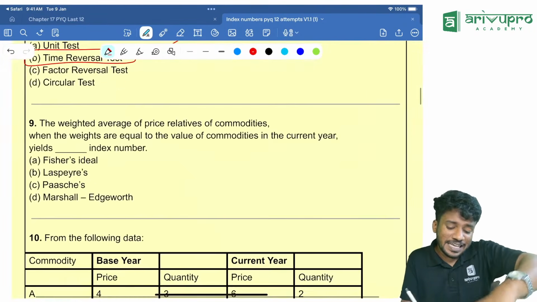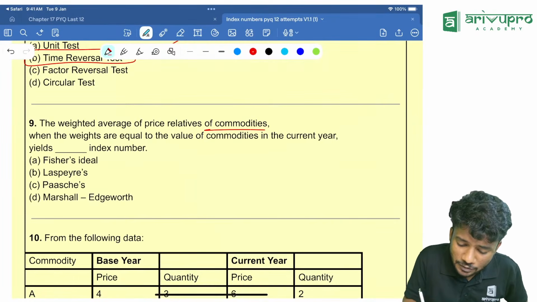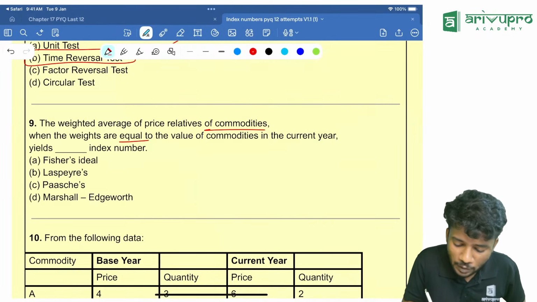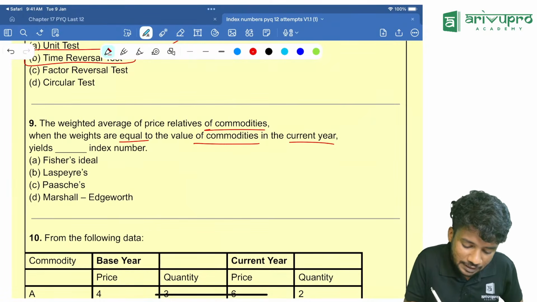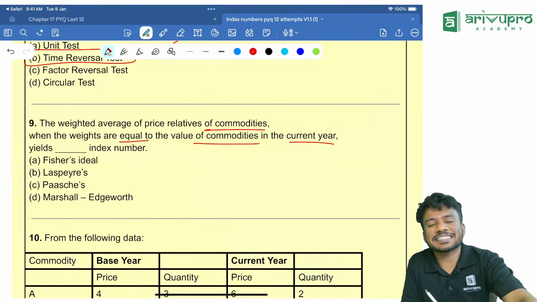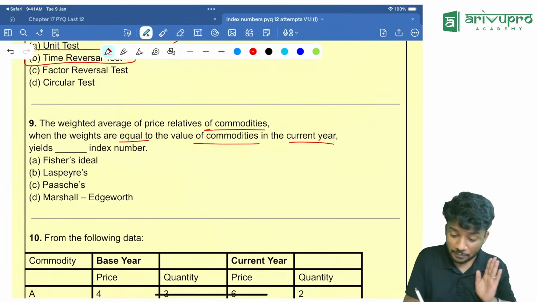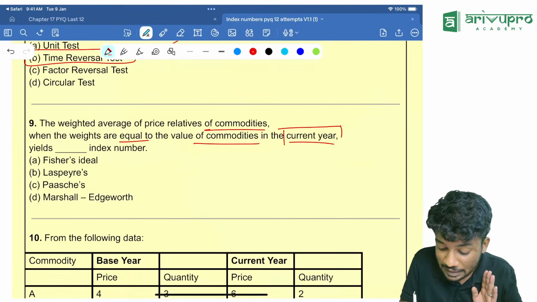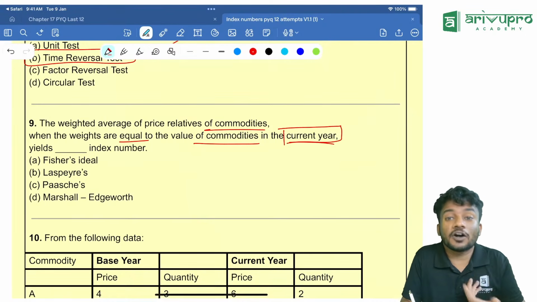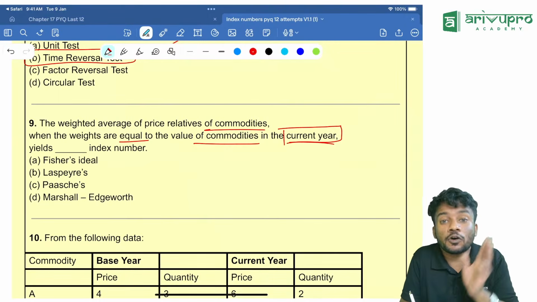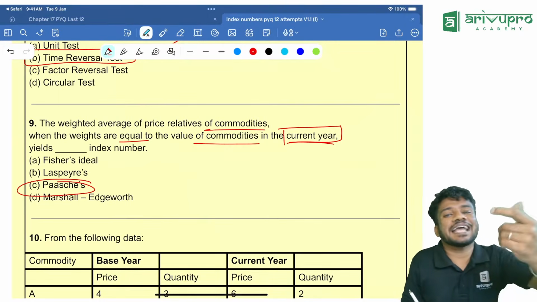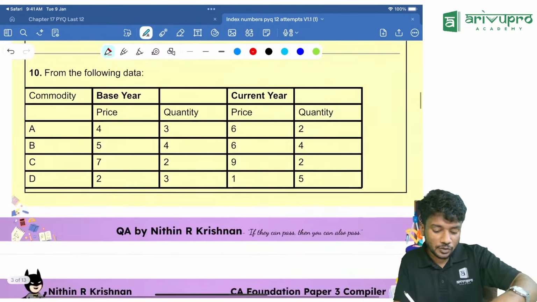Next one. The weighted average of price relatives of commodities when the weights are equal to the values of commodities in the current year yield dash index number. People, current year is in the weight. Current year quantity we are taking in Laspeyres or Paasche? We are taking in Paasche index number. So option C is your answer.